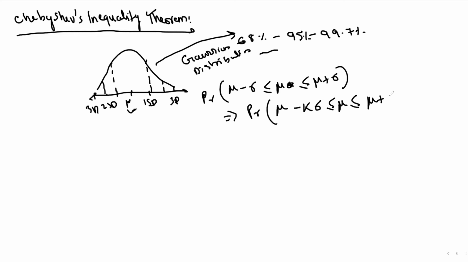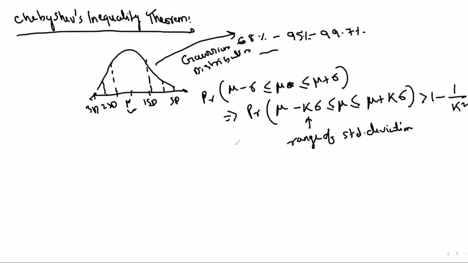is given by this particular formula: the proportion within mu plus or minus k standard deviations should be greater than 1 minus 1 by k square, where k is nothing but a range of standard deviations. Okay, so this is Chebyshev's inequality theorem.